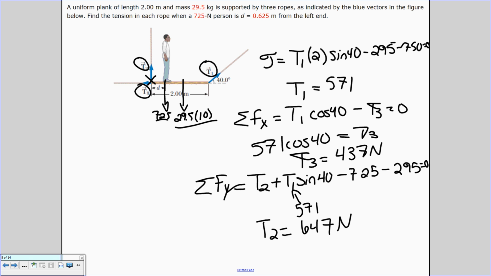And look at that. 3 unknowns, 3 equations, bim, bam, boom, beautiful. And it's done. All right, that's the end of the lesson. Good luck on your homework.